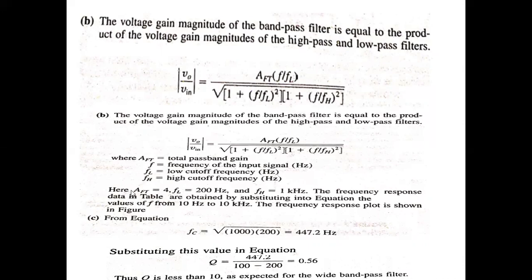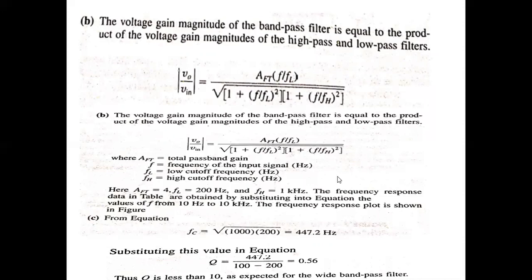Since in the example they had given that the passband gain is equal to 4, FL is equal to 200 hertz and FH is equal to 1 kilohertz. Substitute these values. The frequency response data table can be made. I will show the frequency response of those things.